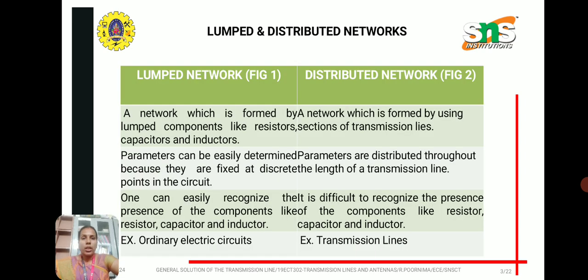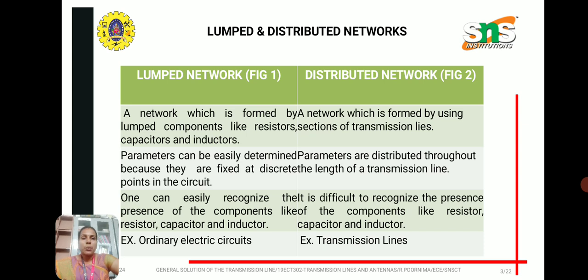The first diagram is given as the lumped network. It consists of all the electronic components in a circuit, so it can be easily determined. In the case of the second diagram, it is a distributed network. So what is the difference between the two? A network which is formed by lumped components like resistors, capacitors and inductors is a lumped network, and a distributed network is formed by using sections of transmission line.